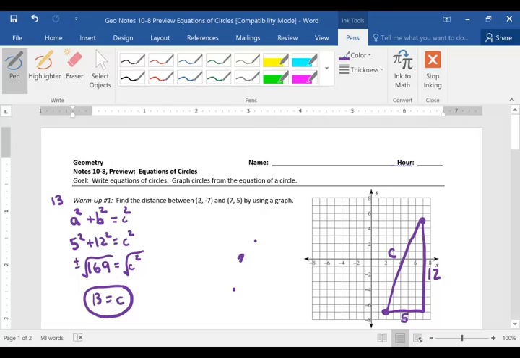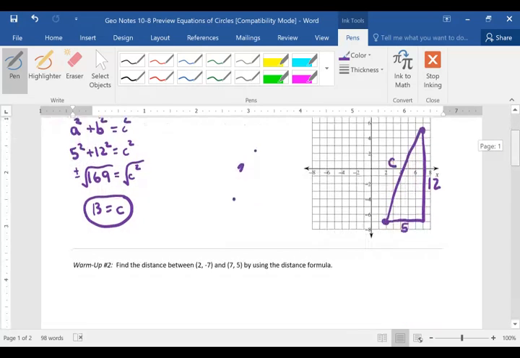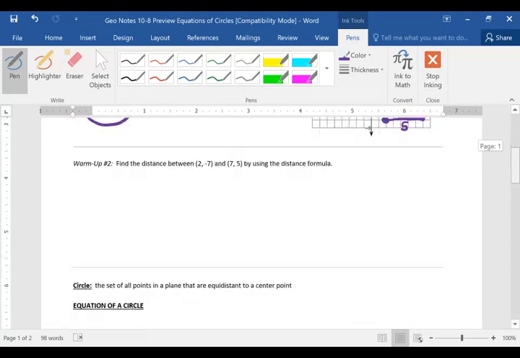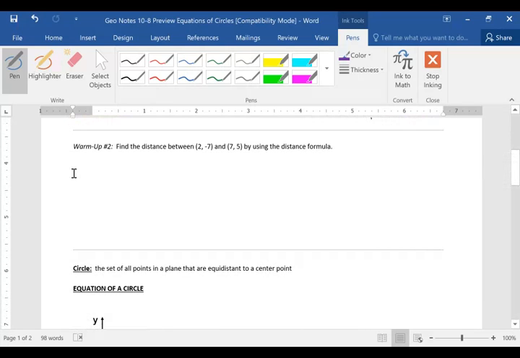Let's go ahead and now find the distance between those 2 points using the distance formula. And so distance formula is D equals square root of the quantity x2 minus x1 squared plus y2 minus y1 squared. Label your first point x1, y1, second point x2, y2, and plug in your particular numbers.